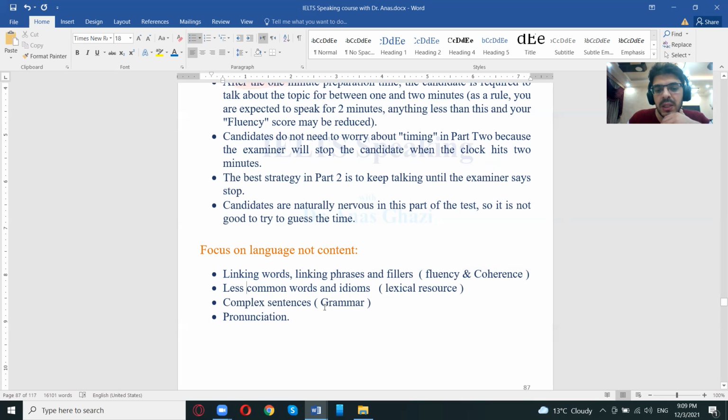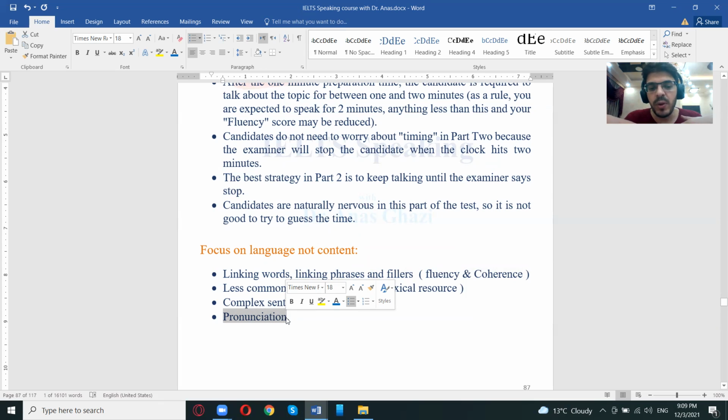The third point is the grammar. Do you make any grammar mistakes, yes or no? The second point, do you use complex sentences or just simple sentences? Do you use complex sentences correctly or with errors? All of these points affect your score. And finally, the pronunciation, the way you speak.